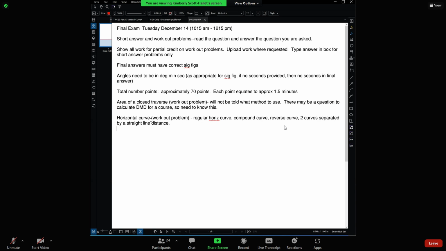Again, if you have questions as we're going through, feel free to ask. And the other thing you are guaranteed to see is a vertical curve.